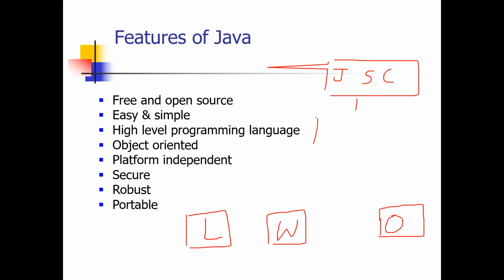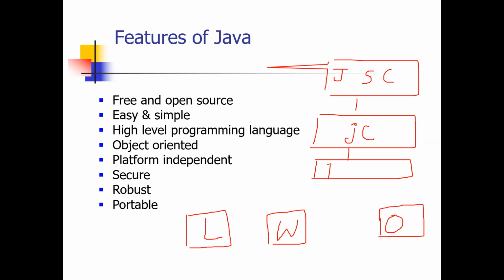Then it is compiled by javac, I'm writing it in short as javac. Javac is the Java compiler, and it converts the source into bytecode, or you can say intermediate language, or we can say the .class extension. So up to here, it is platform independent.